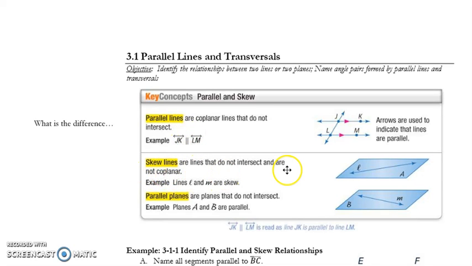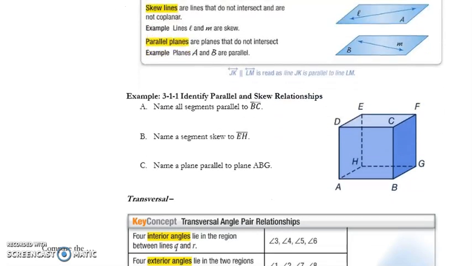Skew just means that they don't intersect and they're not coplanar. So they're kind of like not related at all. So this line and this line would be skew. Parallel planes are planes that do not intersect, because they never intersect. So like this plane and this plane above each other here, they're never going to intersect. So planes A and B. So just some different vocabulary starting off here.